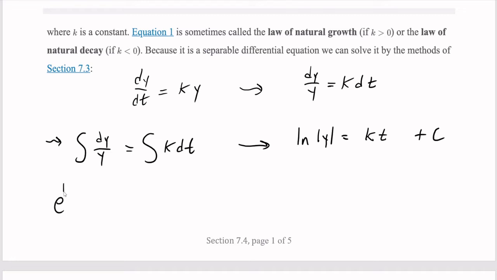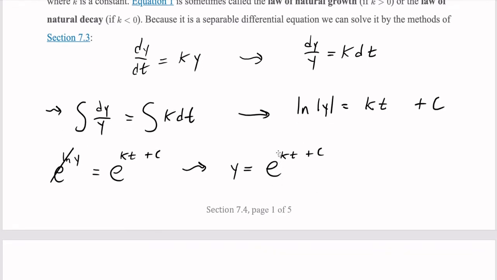So I'm going to do e to the natural log y equals e to the kt plus c. That's going to give me y equals e to the kt plus c. And then we end up doing a little bit of extra algebra here to make this look nicer, because this is kind of weird up here. So this is equal to e to the kt times e to the c. Remember, our exponent rule says you multiply two of these, you add the exponents. So I'm just doing that rule in reverse.